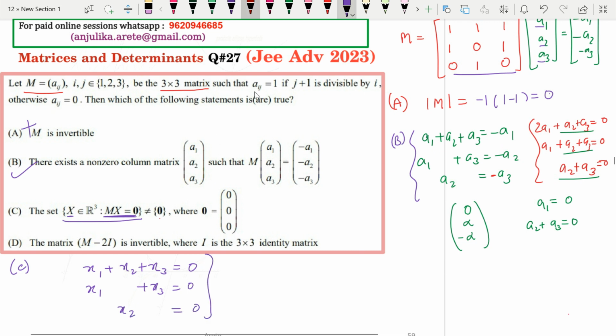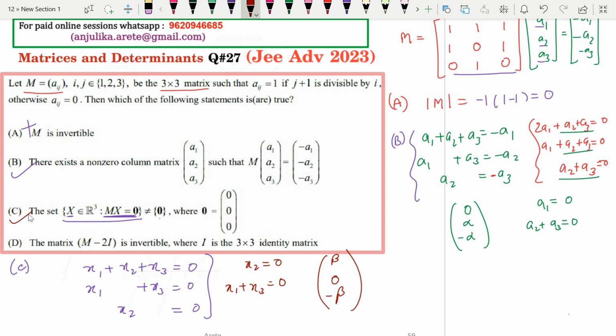Let's solve it. Again, it's an easy one. x2 is already 0. If you plug in x2 is 0, what do you get? x1 plus x3 is 0. That's the only thing you need to satisfy all three equations. So can you form a non-zero vector now? Yes. x2 is 0. Now let's say x1 is beta. Then x3 should be minus beta. Again, beta I can take any non-zero real number. So that means yes, this is true. The set is not just 0. There are many more elements here.